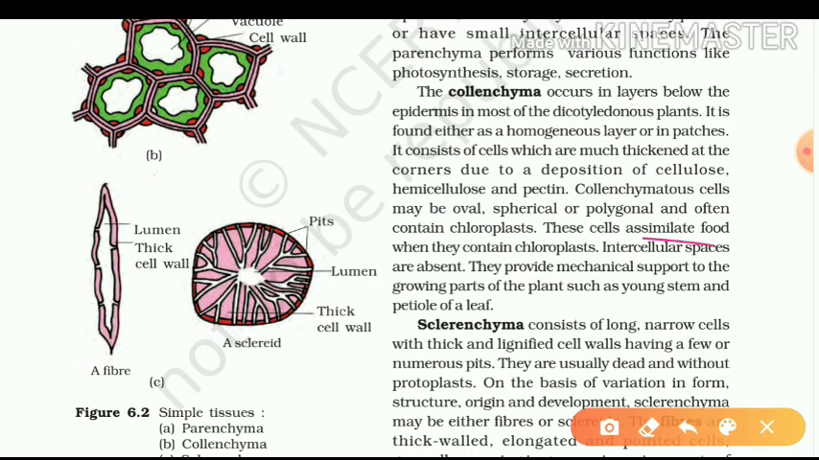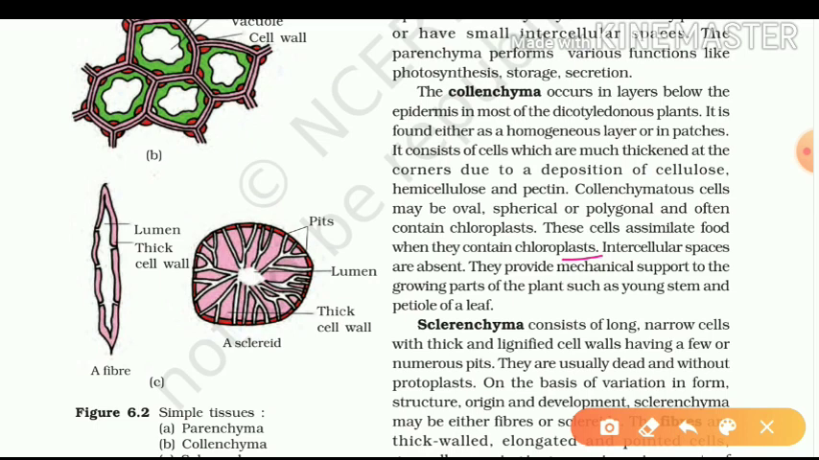So these cells assimilate food; they can prepare their own food due to the presence of chloroplast. Chloroplast is a photosynthetically active pigment. We all know about it. If you don't know, don't bother about it. I will discuss it in the next chapters in a very detailed manner. Chloroplasts are nothing but photosynthetically active bodies which prepare the food for plants. So the cells consist of chloroplasts.